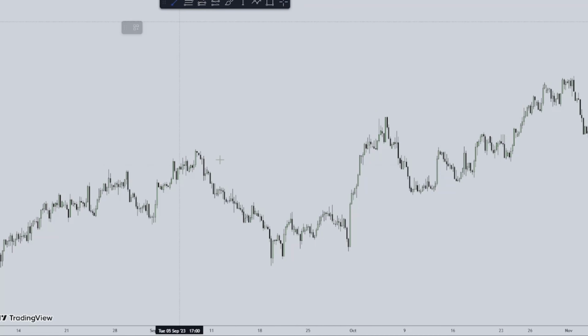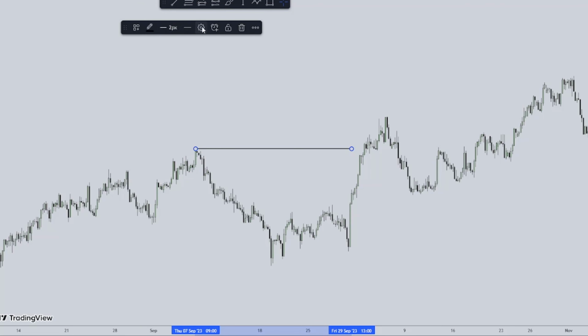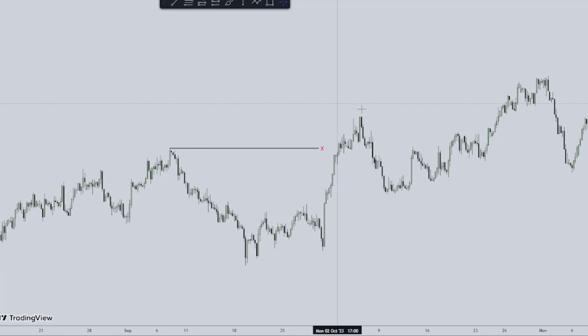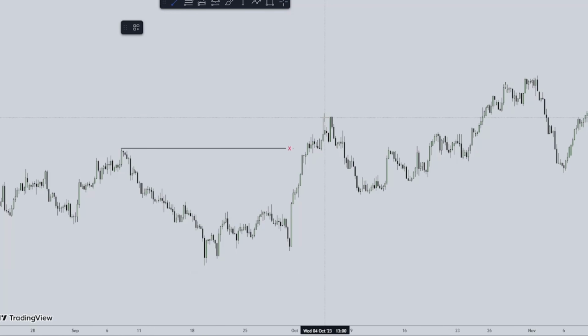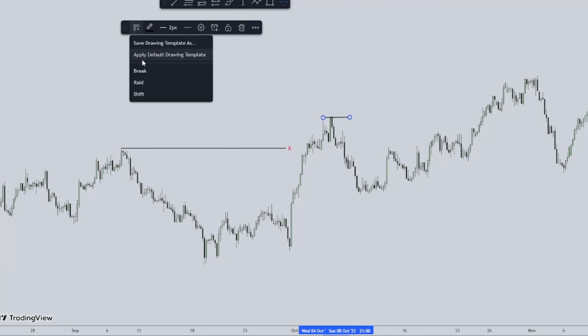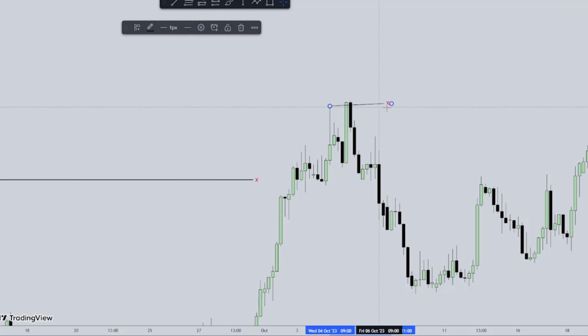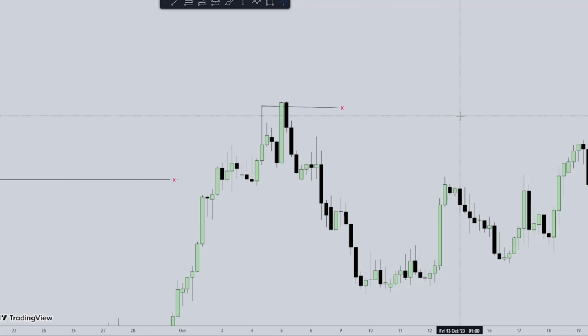So dito, as you can see, we have a raid. Okay, we have a raid here. May raid tayo dito. After that, another raid. Liquidity grab. Then anong nangyari? Nagkaroon tayo ng napakagandang market structure shift dito.